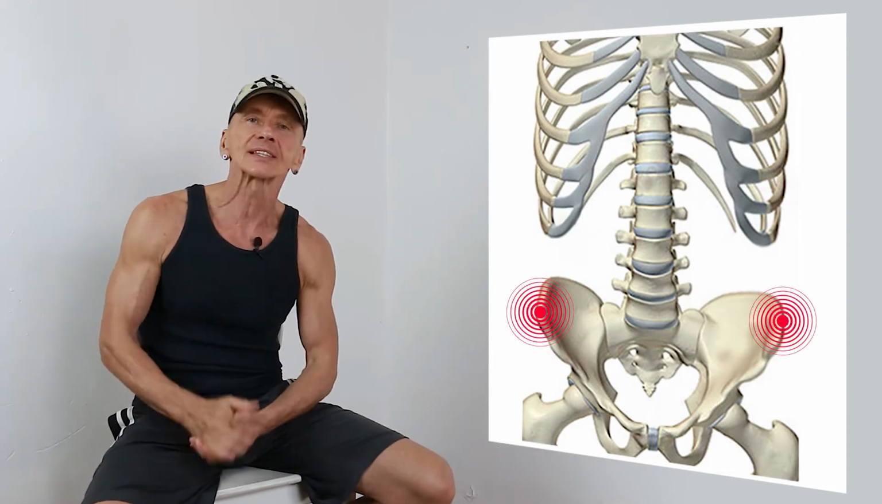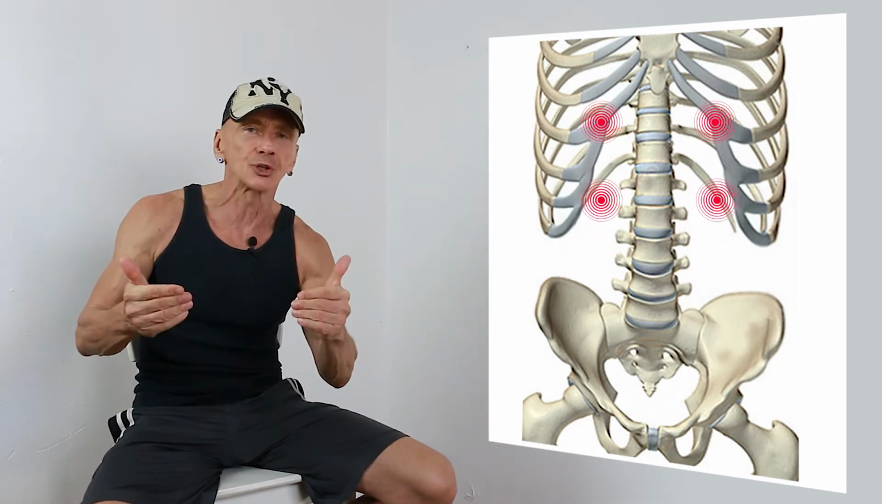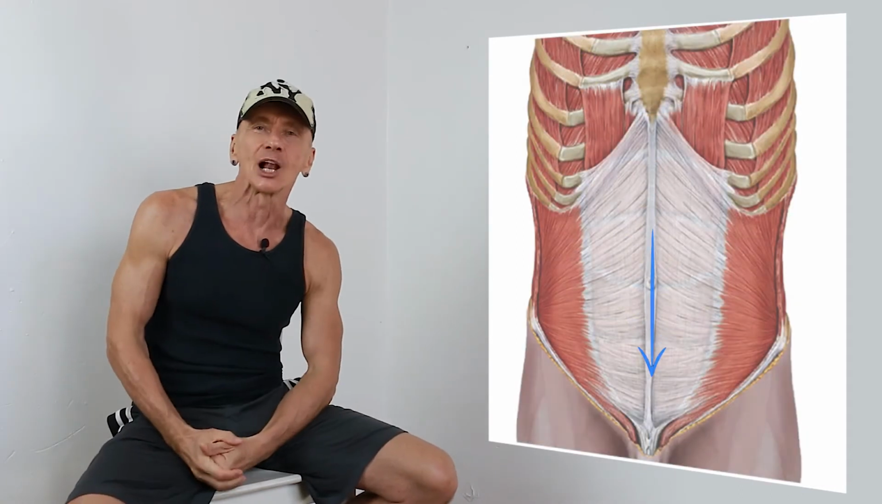The origin is the anterior part of the iliac crest, extending downwards to the lateral half of the inguinal ligament and connecting with the thoracolumbar fascia on the backside. The insertions are the ribs 10 to 12 and again the linea alba.